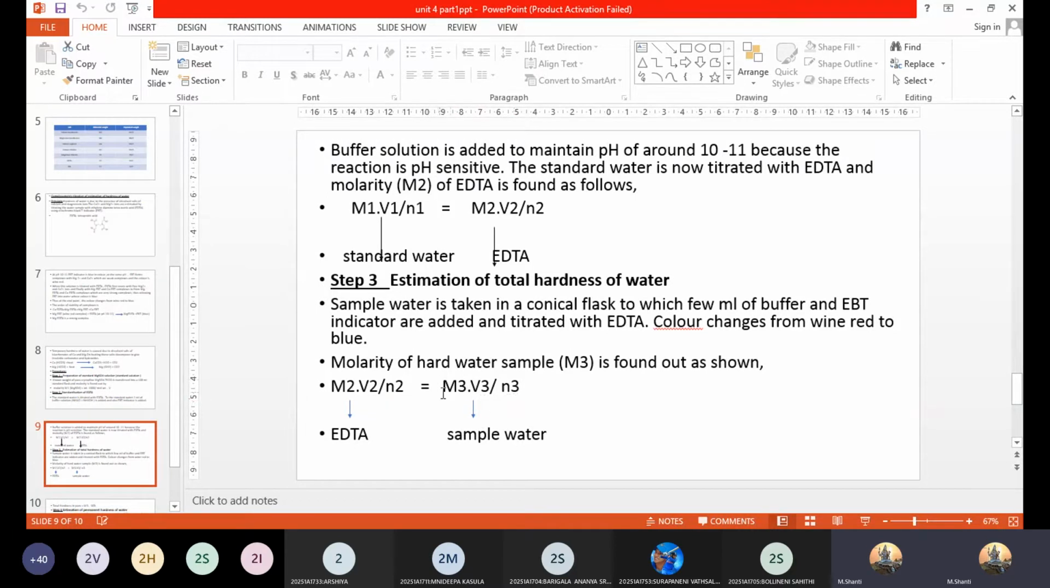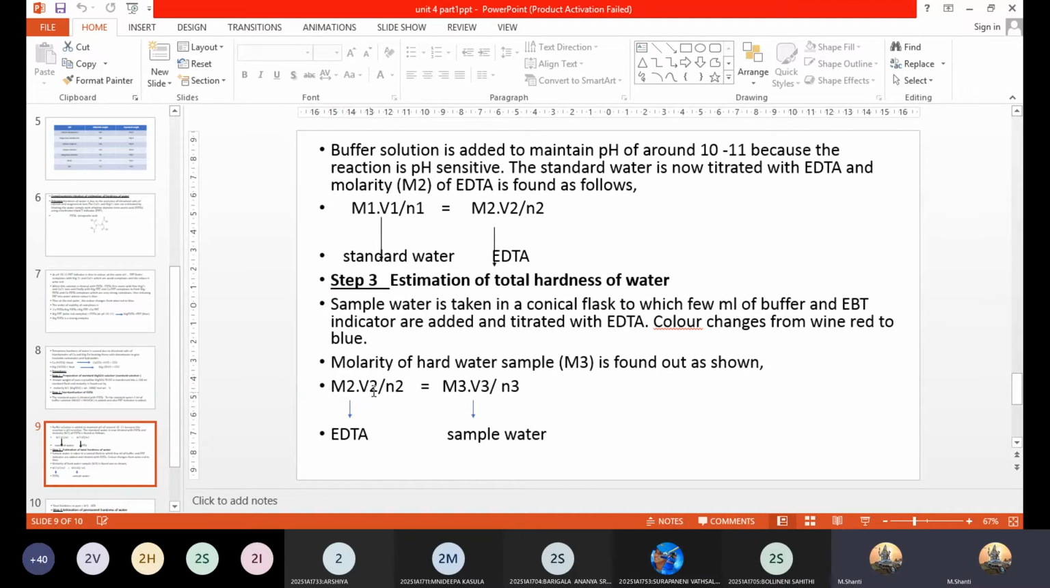Now, M3 is what? Molarity of the hard water sample, that is, the unknown water sample whose hardness you're going to find out. Its molarity is M3. That is what we have to find out now. And V3 is how much sample water you have taken. Whatever amount you are taking, substitute that value. And N2, N3 remain one each. Now, what is M2? From where do we get the M2 value? M2 value will be obtained from step 2.